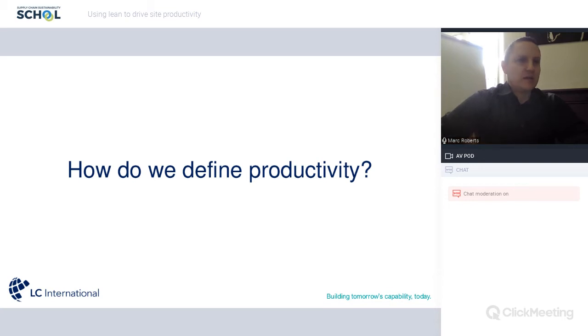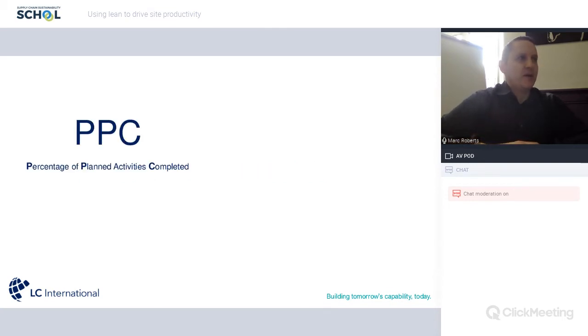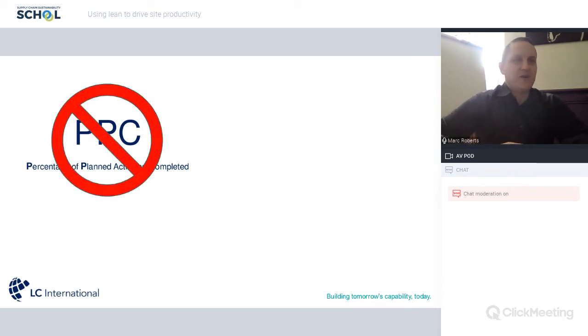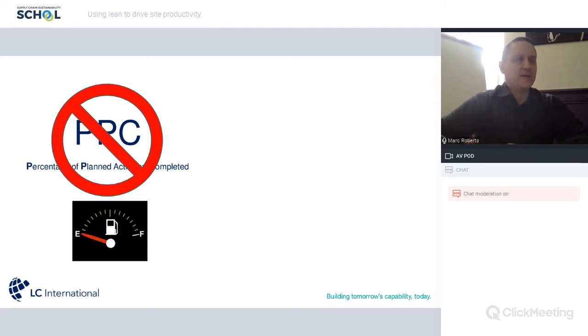Clicking on to my next slide here. Okay, so I think most of you on the call may have encountered this metric, PPC, percentage of planned activities completed. Now, that is definitely not measuring productivity. Some people think it is. In actual fact, the way to think about it is that it's more like measuring how much fuel we've got in the tank. It's still a good measure, still definitely has its place, but it's not to be confused with measuring productivity.